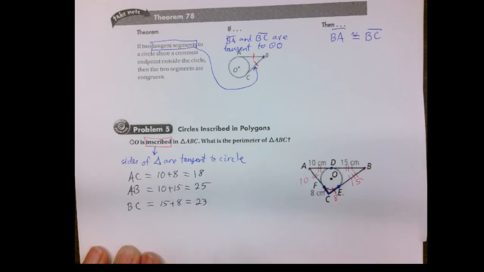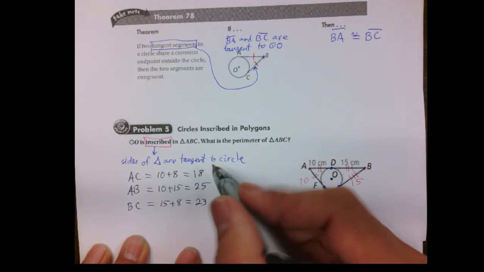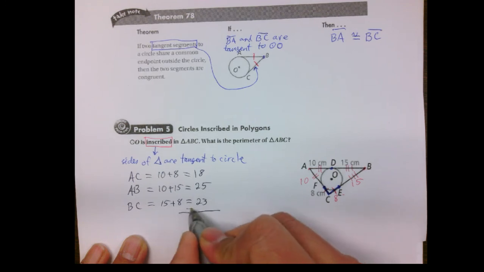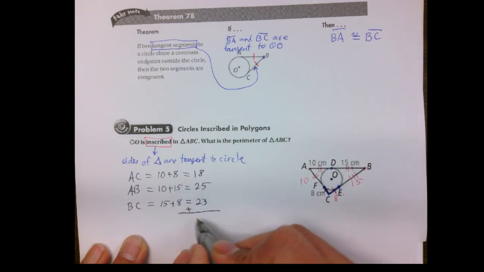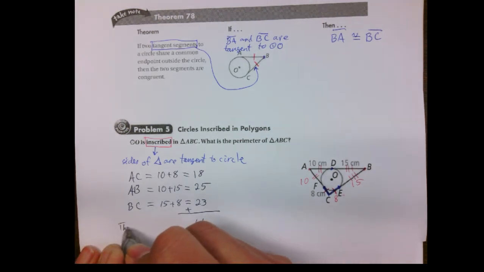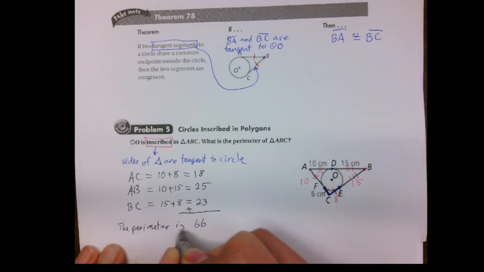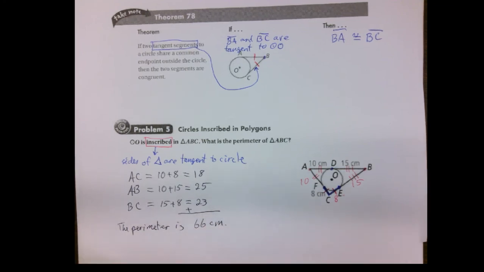That's 23. Okay, and then for the perimeter, let's just add all three of those up. 18 plus 25 plus 23 is 66. So the perimeter is 66 centimeters. All right, awesome.